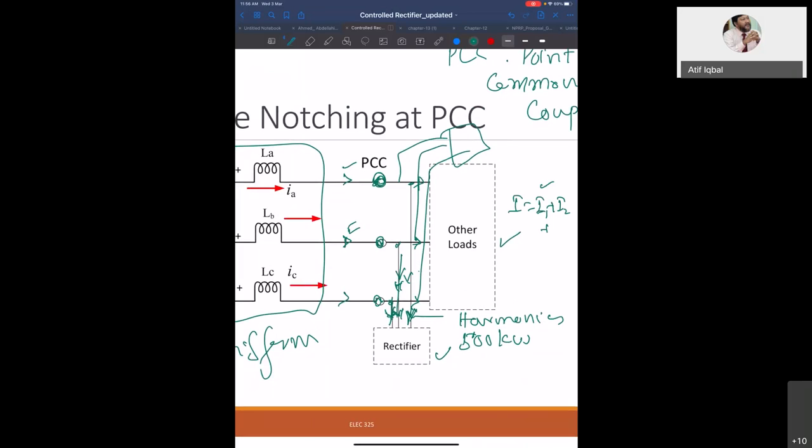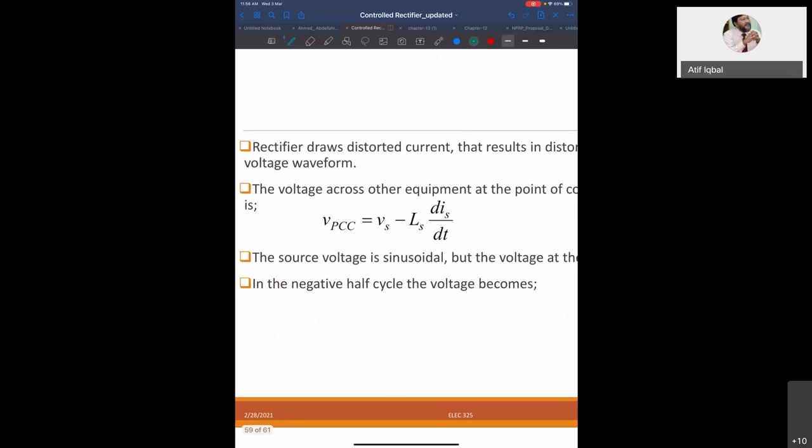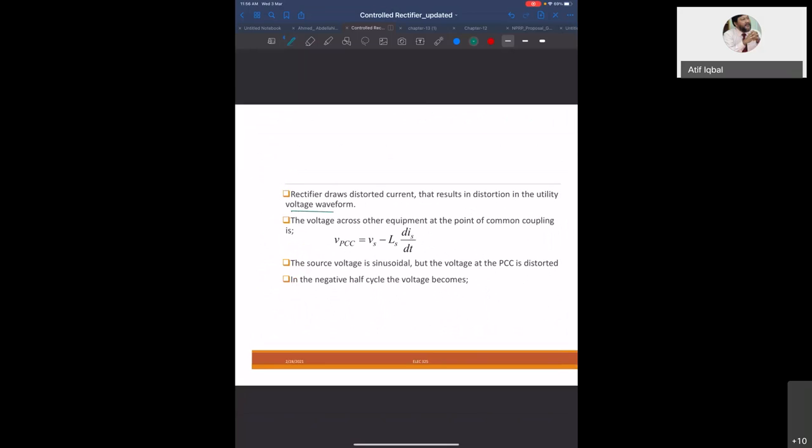So this is the problem: if you have a big non-linear load, such as a rectifier, connected at the point of common coupling, there will be distortion in the current drawn by the other loads. Also, there will be a problem in the voltage. The rectifier draws distorted current that results in distortion in the utility voltage waveform also. So the voltage at the point of common coupling is Vs minus Ls dis by dt.